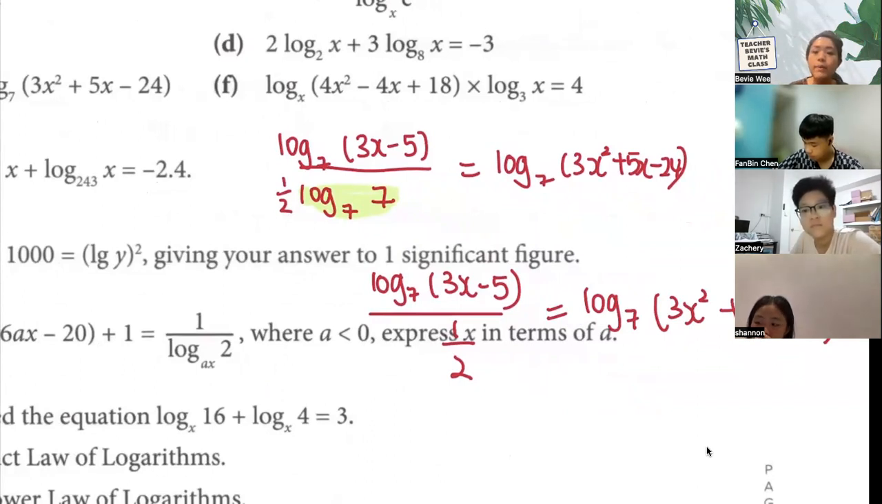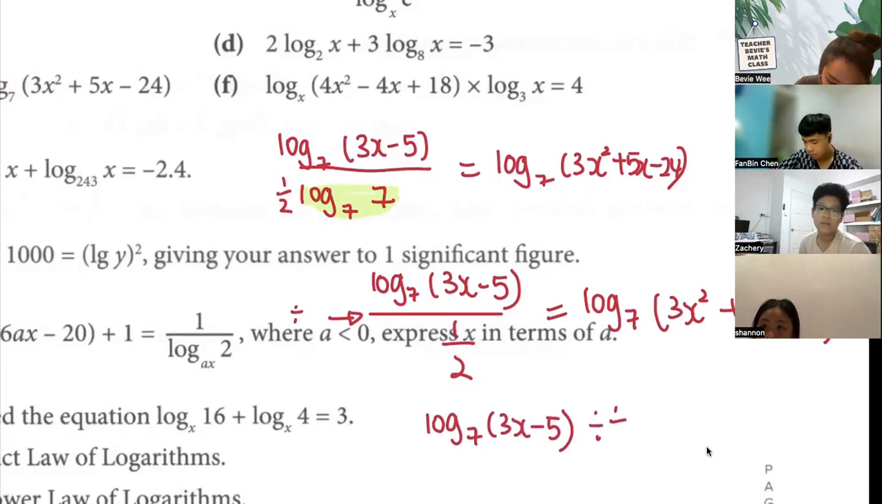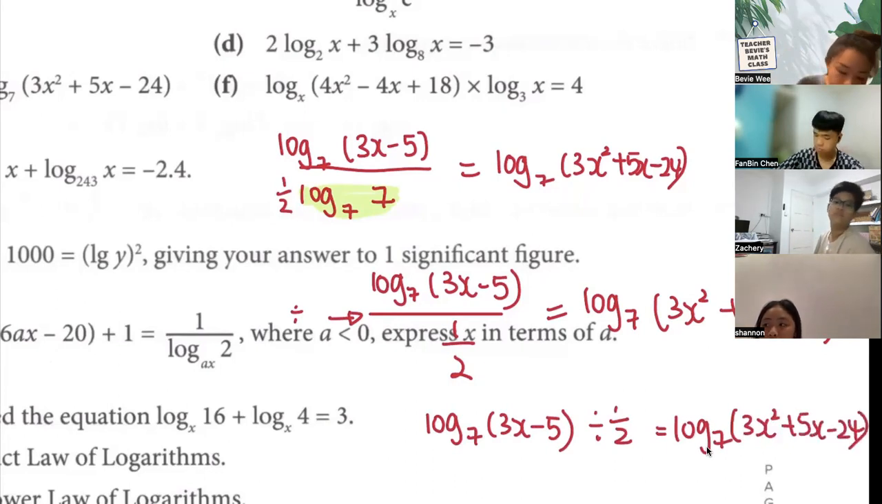Okay, so just now I was talking about the left-hand side because I got a fraction within a fraction, right? How to deal with this? I can keep, change, flip. This big sign, it's a divide sign, right? I can rewrite it as this if you all are confused: divided by half equals log 7, 3x squared plus 5x minus 24. Then on the left-hand side, just write it as times 2. It just means it's times 2.